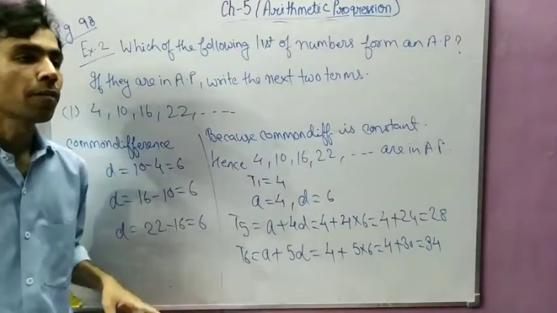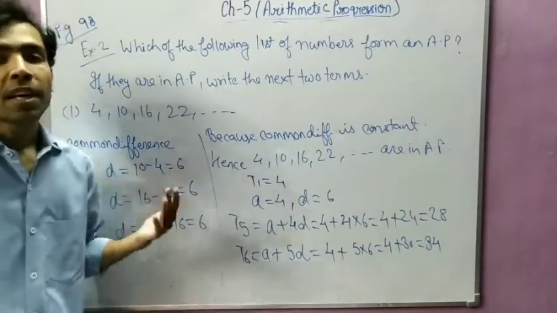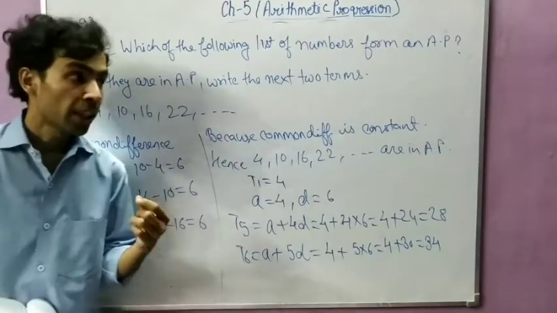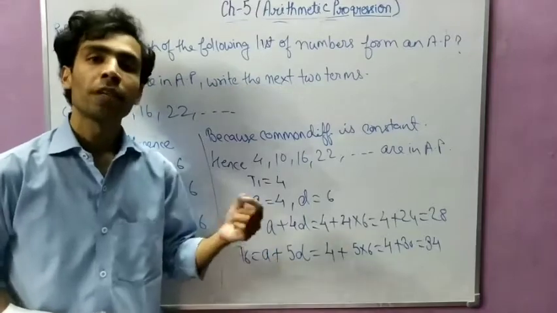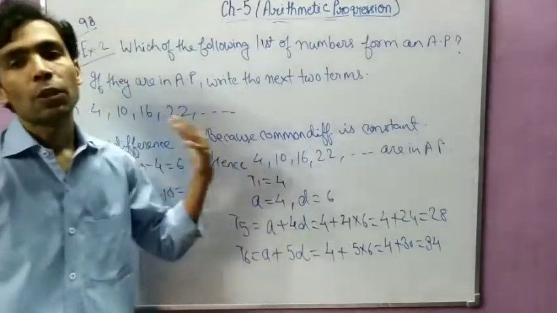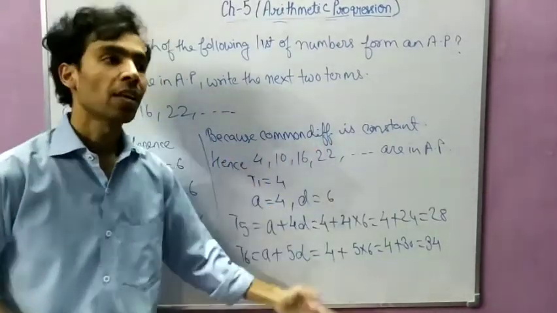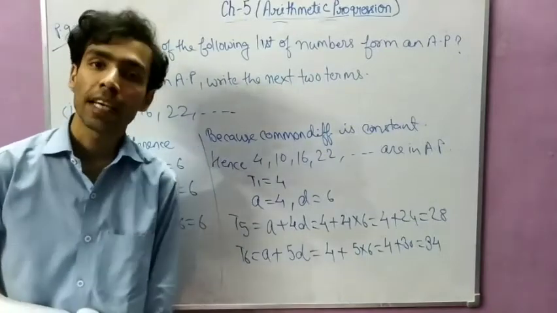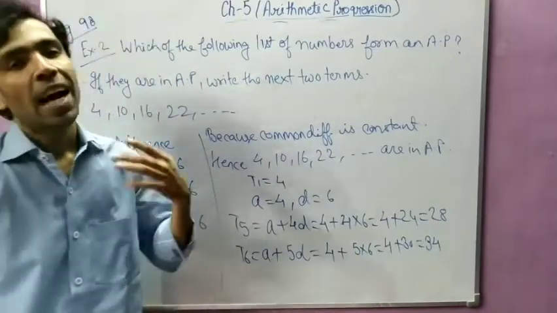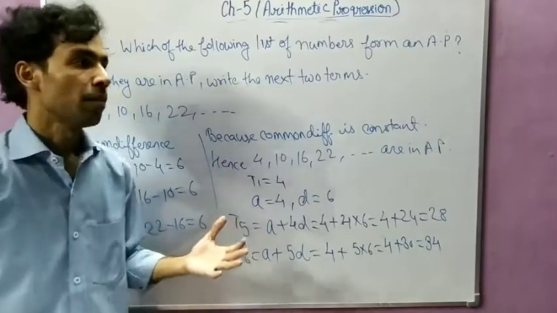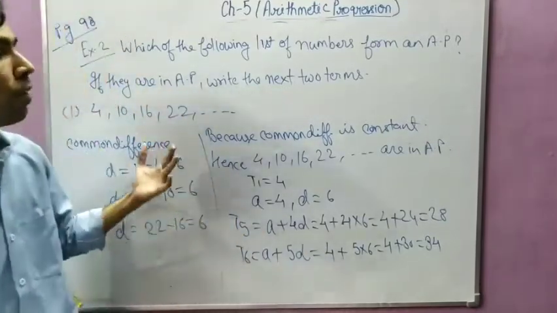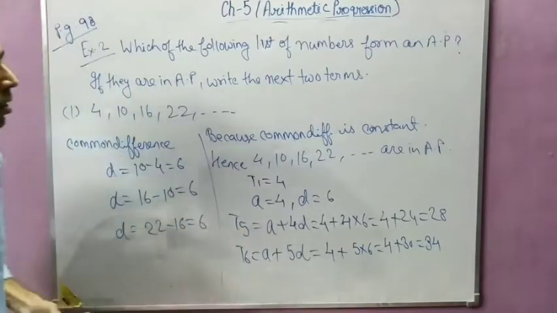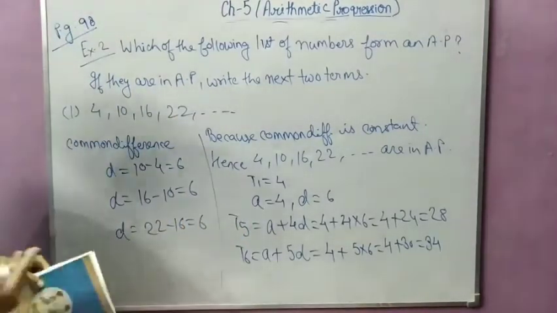First, you have to check whether they are in AP or not. For checking whether they are in AP, you have to find their common difference. If the common difference is constant, then the particular sequence is in AP. If it is not constant, then it is not in AP. And common difference, I think I told you 10 times, from where I started this chapter, how to find the common difference. Okay. So I think you have got how to find the common difference.